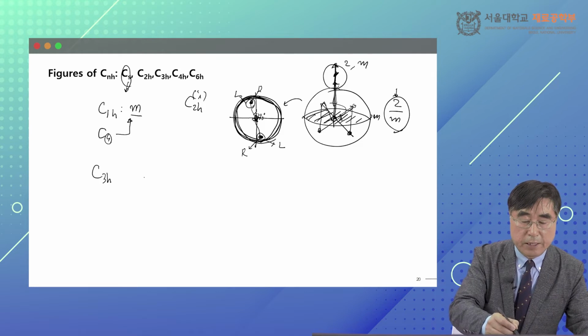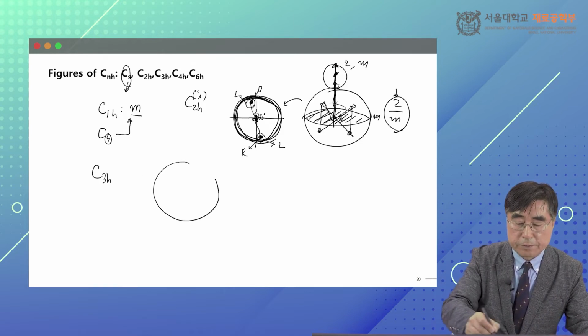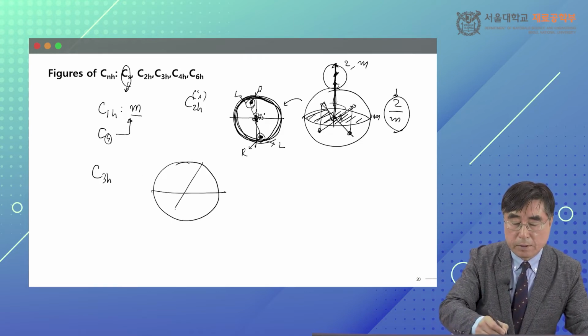C3H, okay, this is just the threefold principal axis. This one has threefold.